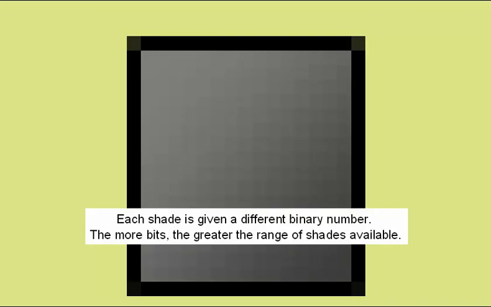Here we have a small grey box, and you may be able to tell it is slightly darker in the bottom right hand corner than the top left hand corner. If I magnify it many times, you see it's made of many small squares, each of a particular shade of grey. These are called pixels, or picture elements. Each shade will be given a different binary number. The more bits we have available, the greater the range of shades we can have. If we have 8 bits, we could have 256 different shades of grey.